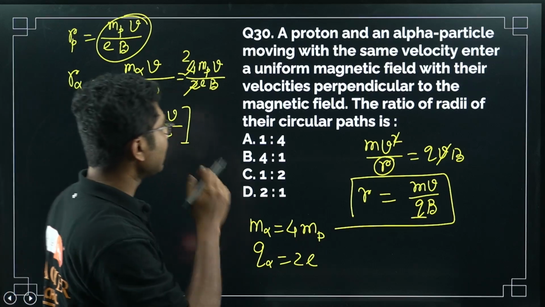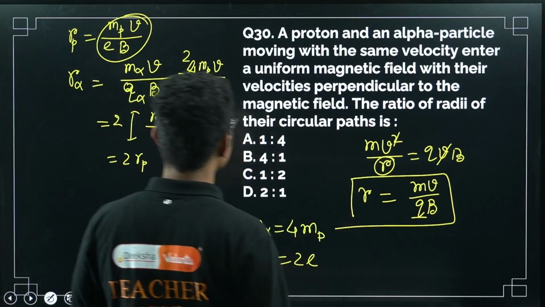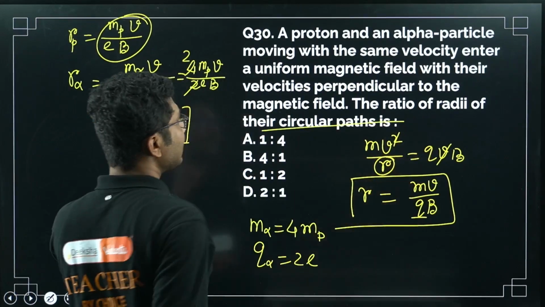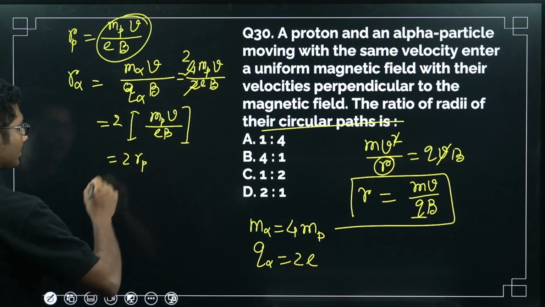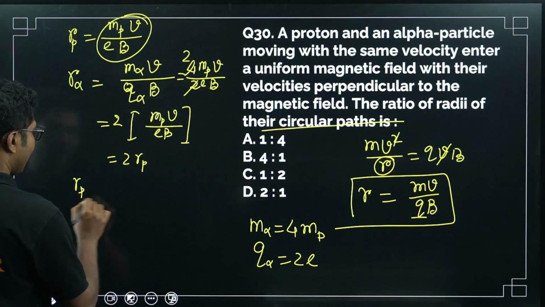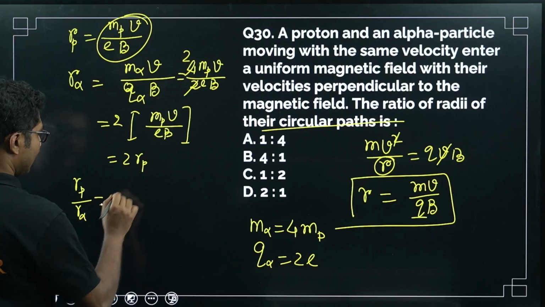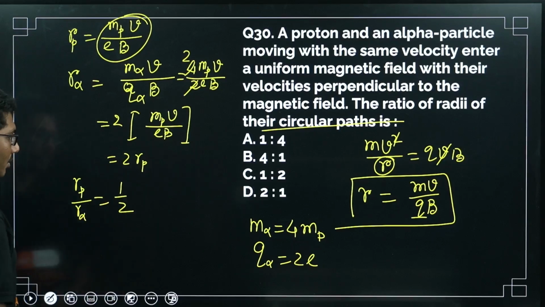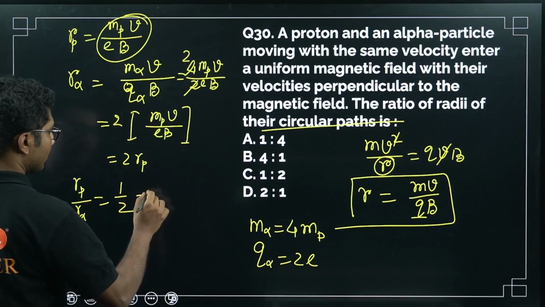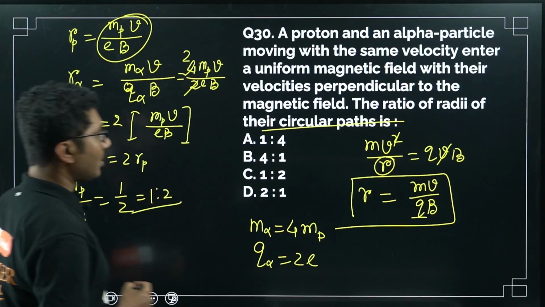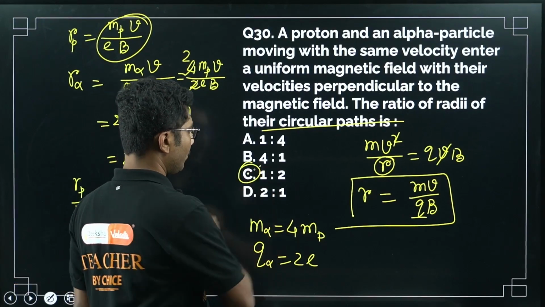So what is the relation? The ratio of radii of their circular paths is, first we have proton, next we have alpha particle, so it is rp by r alpha, that is 1 by 2. Alpha is more, so alpha will be the denominator, so it will be 1:2. So the answer will be 1:2.